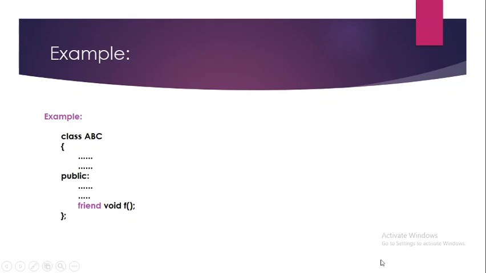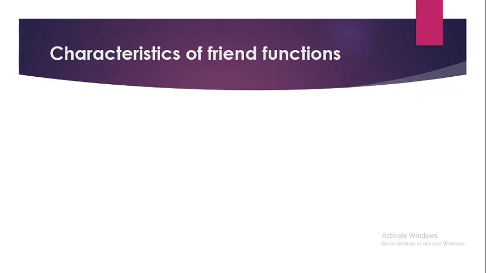Just like that, if this function is a friend of class ABC, this function can access private data of class ABC. Let me go back to the slide. As said, this function is a normal function, but it is declared as a friend to class ABC. When we want to define this function f, we have to define it outside the class, anywhere else. The definition of the function will be usual, just like a normal function.